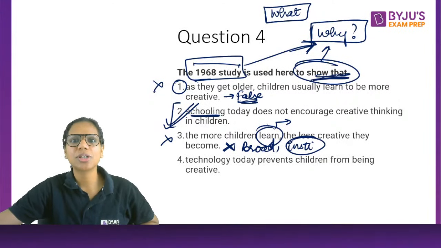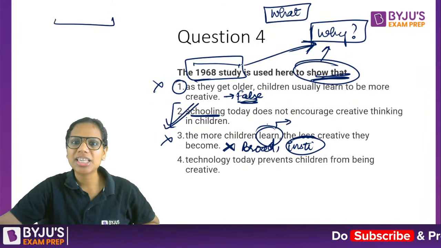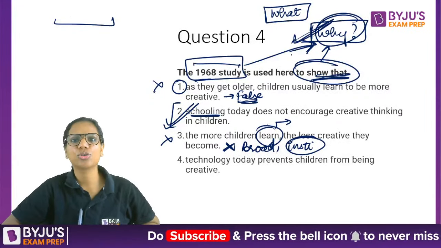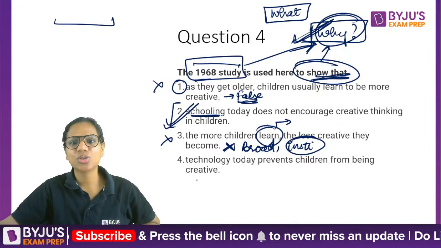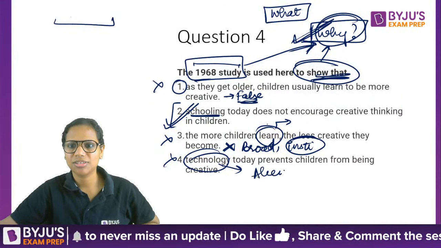Keep this in mind. This works for all these questions where we say that why has this been cited? Why has this example been given? This approach works for all those questions. Tech is not the point at all. This is just alien. Okay.